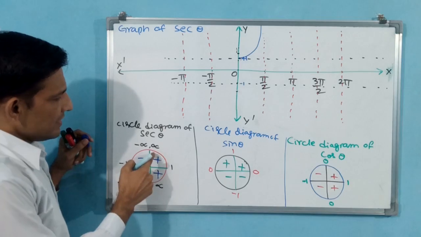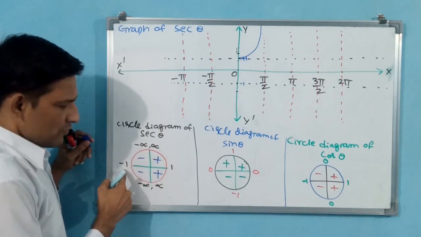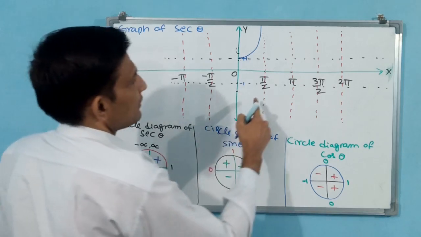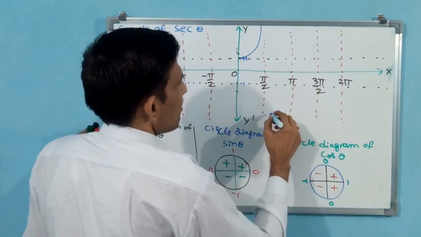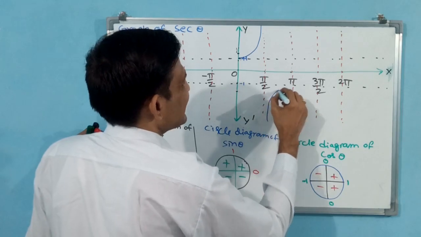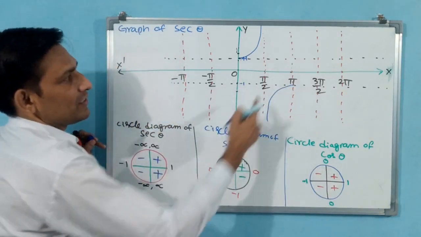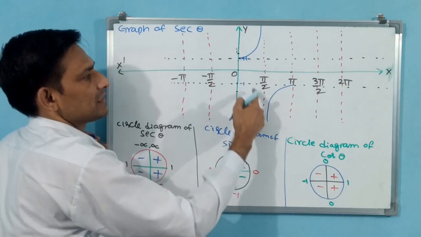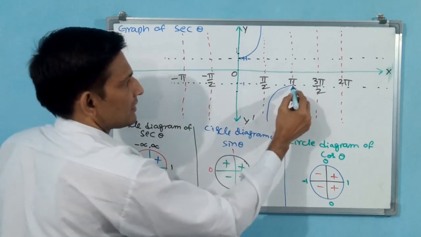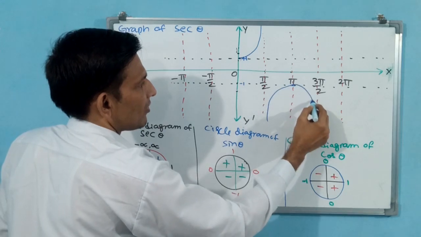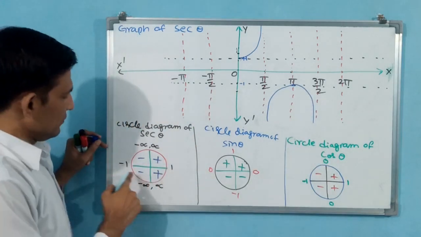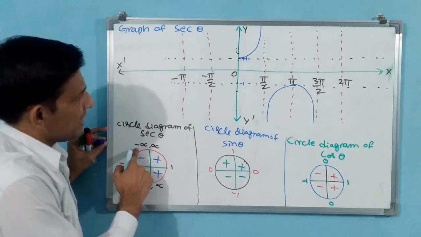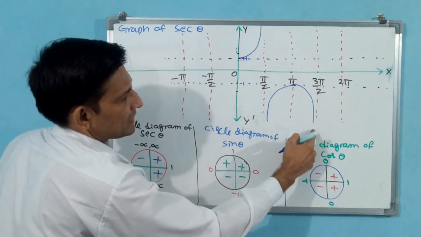Then from pi by 2 to pi, minus infinity to minus 1. Don't touch the 0 area, you see. This is minus 1, this is plus 1. Okay, you see, minus pi to minus 3 pi by 2, minus 1 to minus infinity.